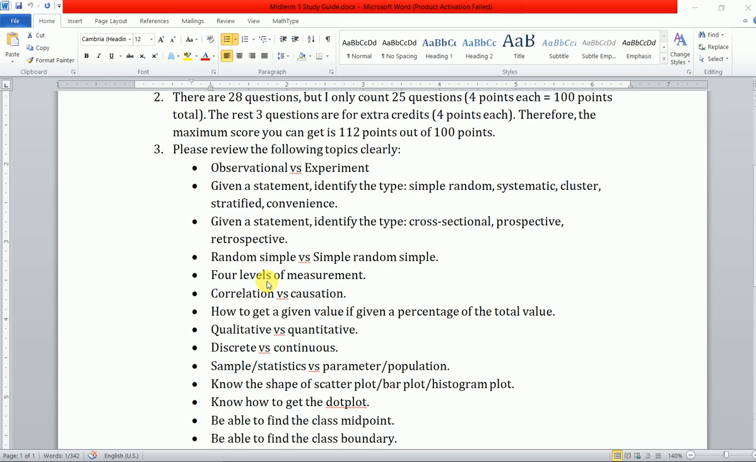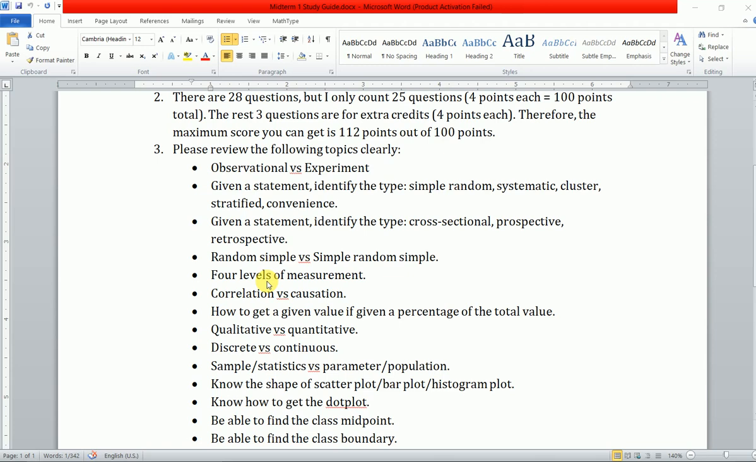Ordinal, that means your data can be arranged in order, but when you take the differences between them, it won't make sense. For example, you have your grades A, B, C, D. You can arrange them in order from higher to lower, A, B, C, D. But if you take A, subtract B, you don't have any meaning for that.